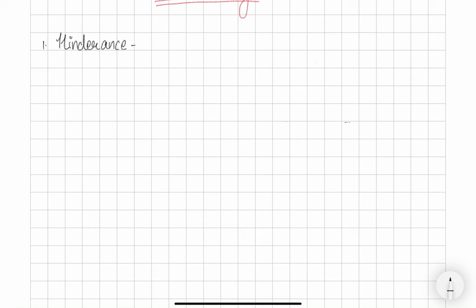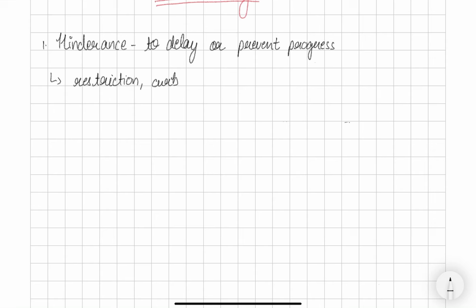Our very first word is hindrance. Hindrance means to delay something or to prevent the progress of something, to restrict. We'll also go with two synonyms for the same. The synonyms for hindrance could be restriction, that I told you while explaining. Restriction is one synonym. Another one could be curb. Curb also means to prevent something or to hinder something, right?